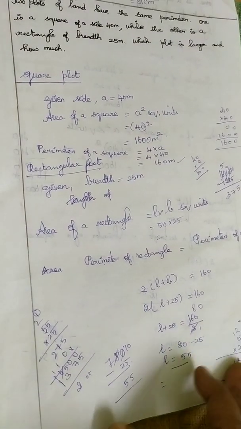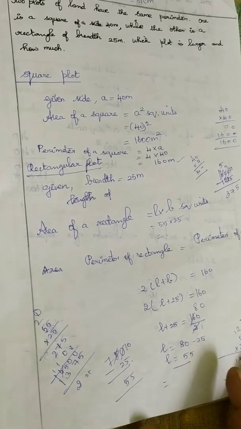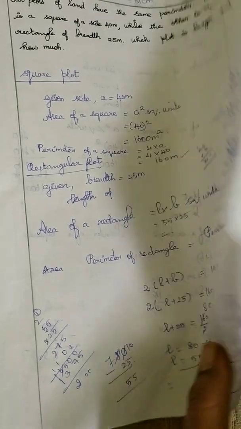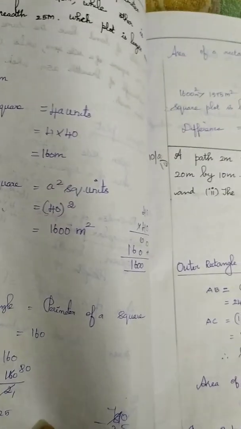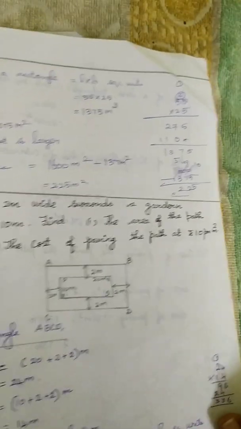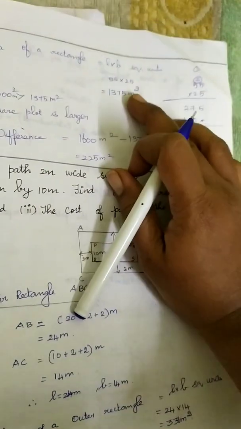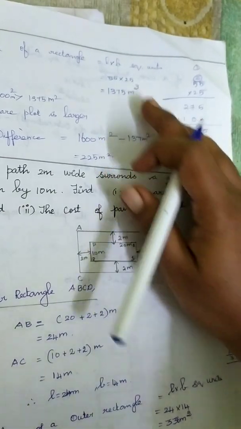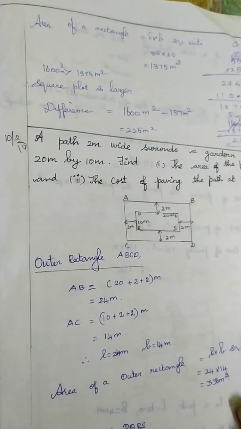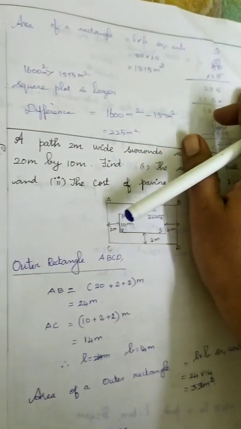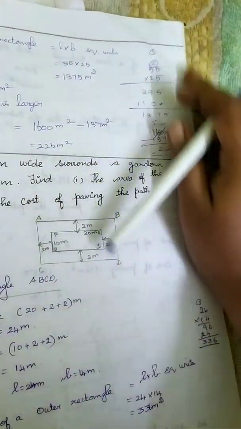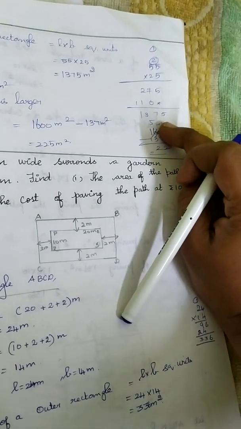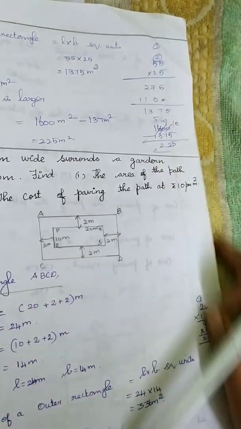After finding the length, we can substitute in the formula for the area of a rectangle. Area of a rectangle formula is length into breadth. So length is 55, what we have found now, breadth is 25, they have given in the question, and if you multiply 55 into 25 you get the answer as 1375.